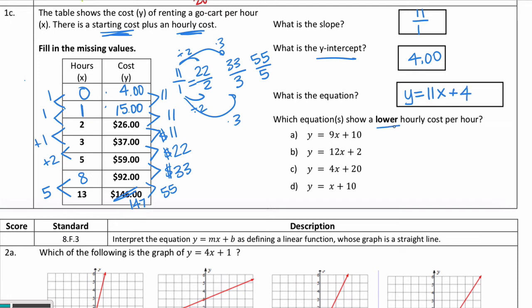Which equation shows a lower hourly cost? Now again, this is misspelled. Hourly cost per hour is incorrect. Hourly cost. So to find my hourly cost, I would look at my $11 here. So in this case, it would be $9, that's lower. $12, that's not lower. $4, that's lower. And then it says X. Well, that's a multiplier of 1. That $1 is lower. So see the little S it has here? When it puts an S like that, it means there's more than one equation. In this case, 3 of the 4 had a lower cost per hour.